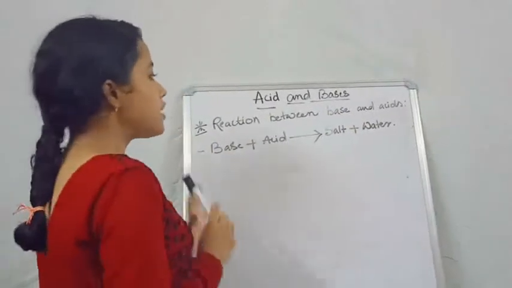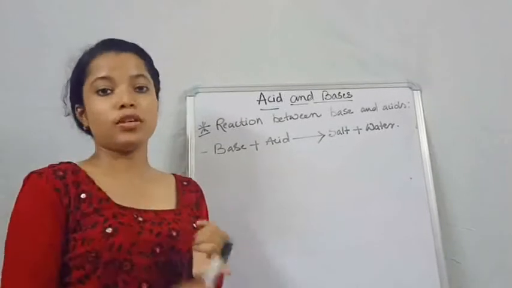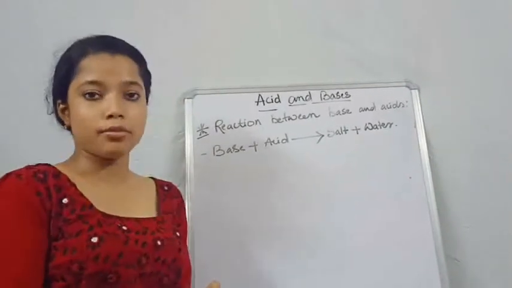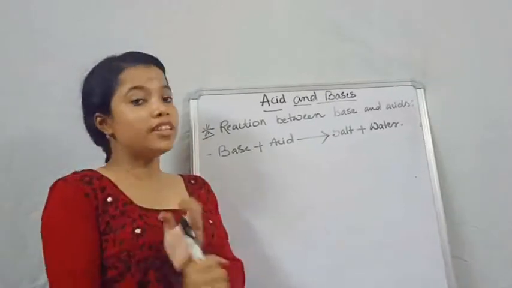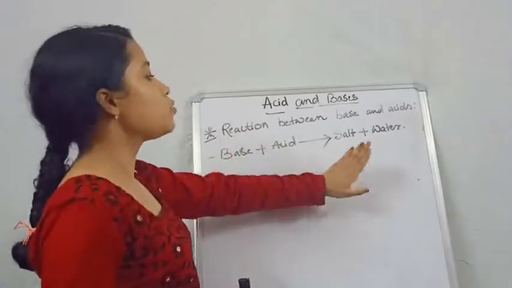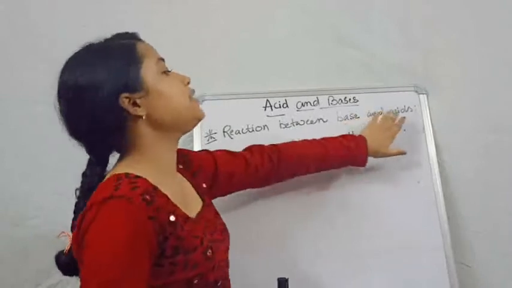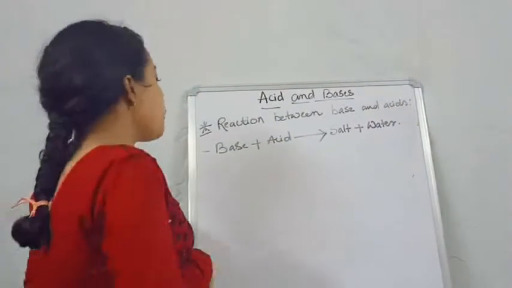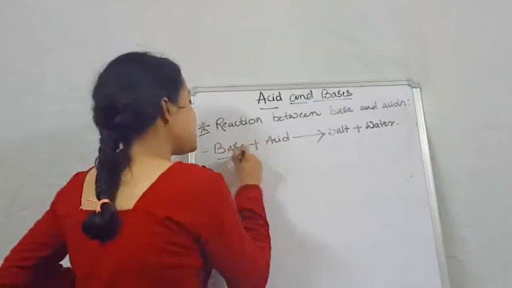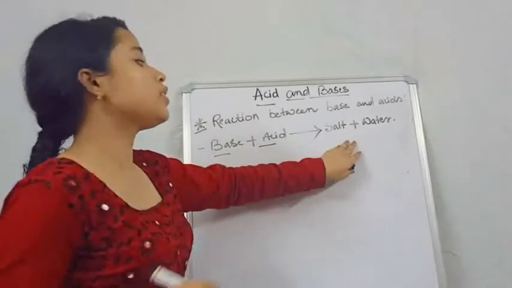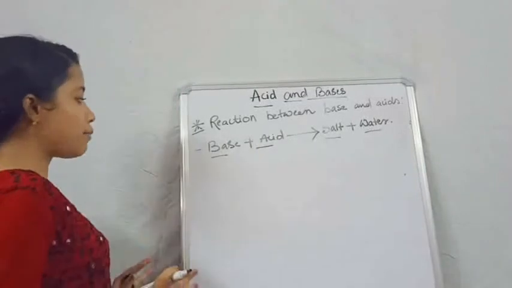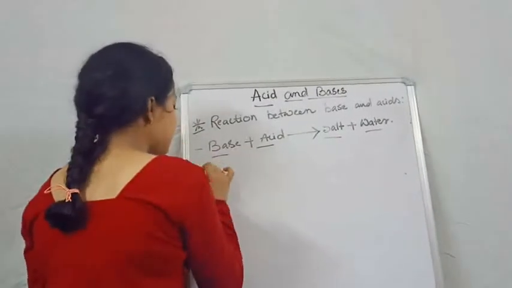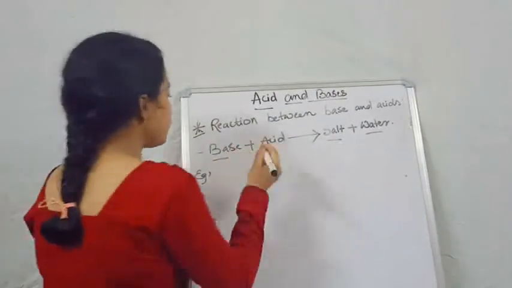Now up to now we have learned about the reaction between metal carbonates or metal hydrogencarbonates with acids, and the reaction between metal oxides with acids. Now what happens when we react bases and acids? With the reaction between base and acids, we get the same products as before, the salt and the water. Now how does it happen?